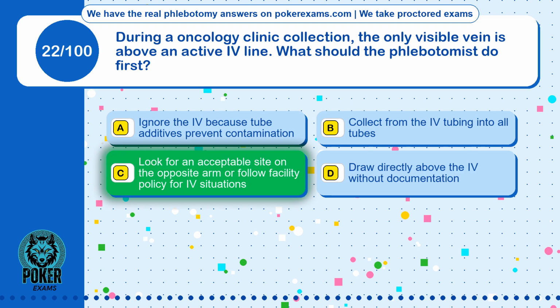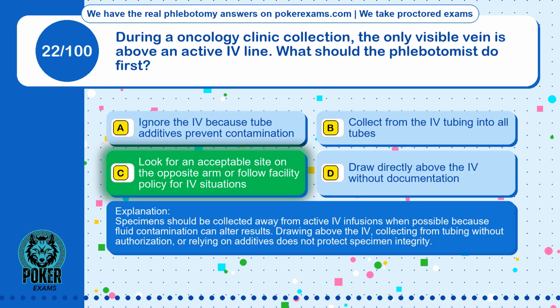The correct answer is option C. Look for an acceptable site on the opposite arm or follow facility policy for IV situations. Specimens should be collected away from active IV infusions when possible because fluid contamination can alter results. Drawing above the IV, collecting from tubing without authorization, or relying on additives does not protect specimen integrity.